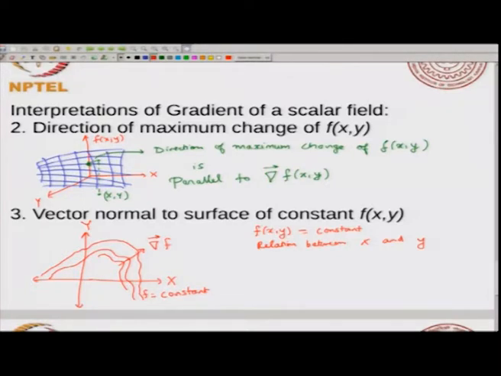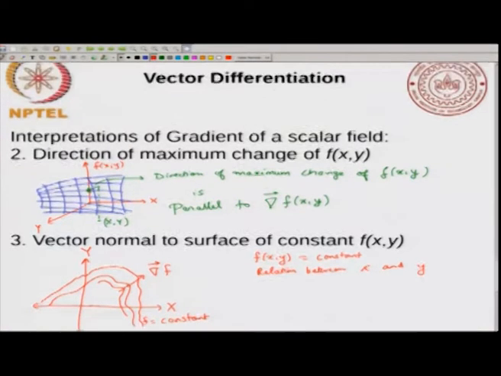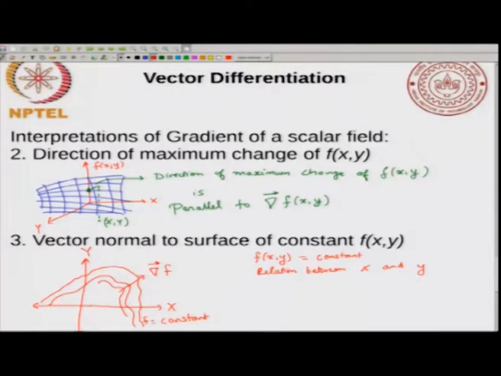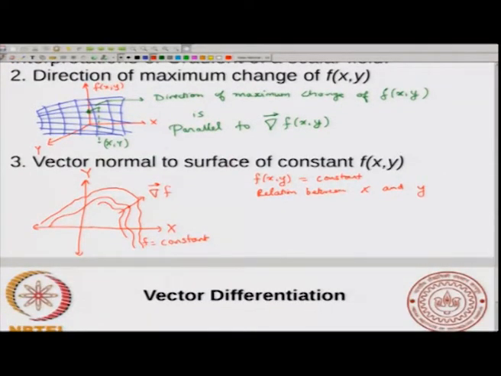So, essentially there are three ways to interpret the gradient. You can think of it as the directional derivative, which tells you how this function changes in a certain direction. Or you can think of it as the direction where the change of function is maximum, that is actually parallel to the direction of the gradient. And then you can also think of the direction of a gradient as perpendicular to the surface of constant f of x y. Okay. So, these are the three interpretations of the gradient.